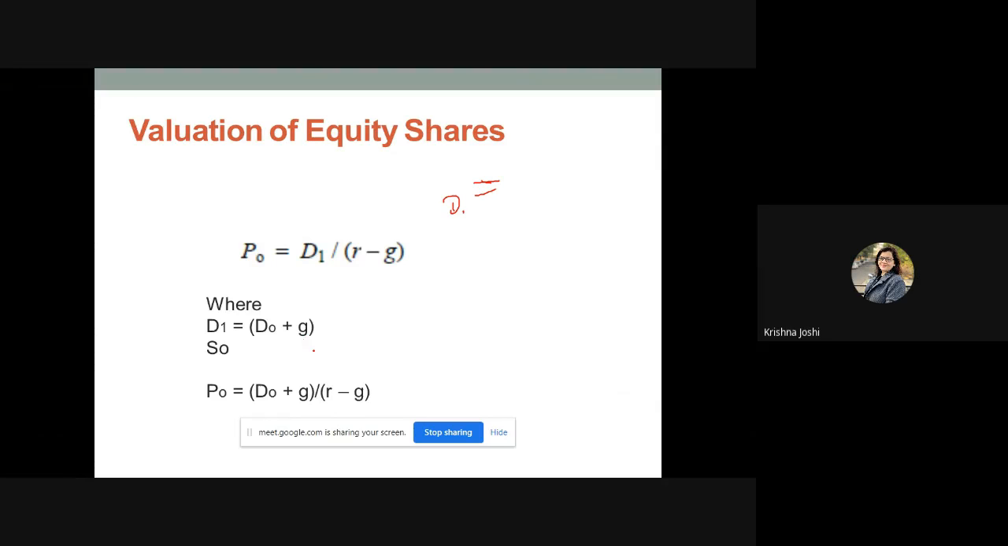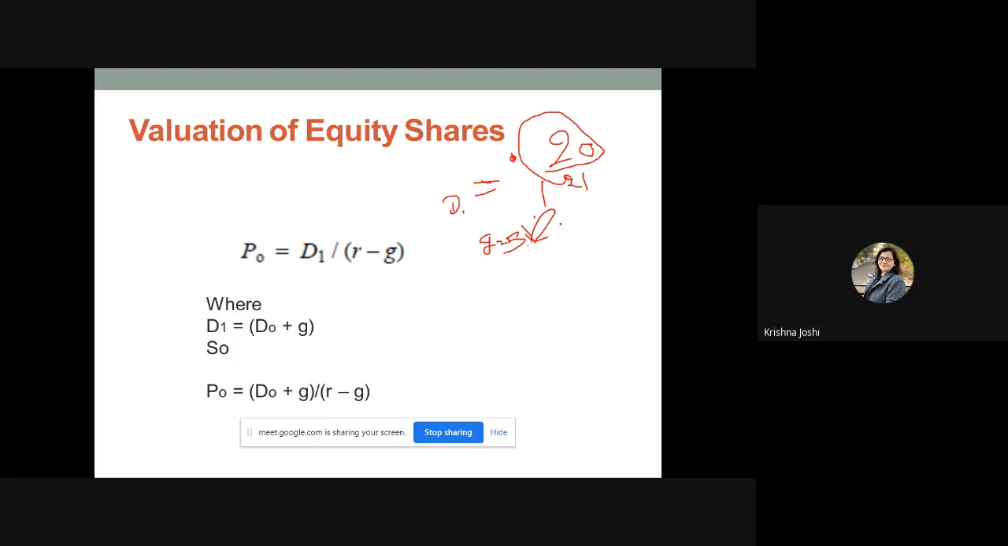So when you are expecting growth, suppose this year you have been given 20 rupees dividend by a company, and the company is expecting a growth rate of 5%. That means this year they will give 20 rupees, but next year they will give me 1 rupee more, because there will be a 5% increase, making it 21. This is year 0, this is year 1.